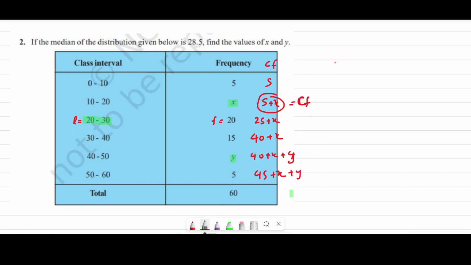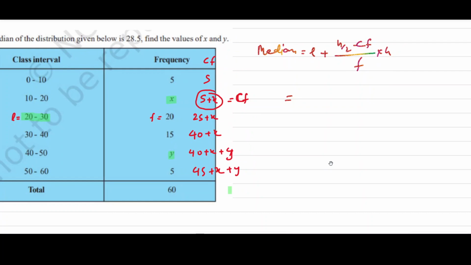First we should write the formula here for median. Median is L plus n by 2 minus CF over F into H. Now put the value of L. The median is given as 28.5.